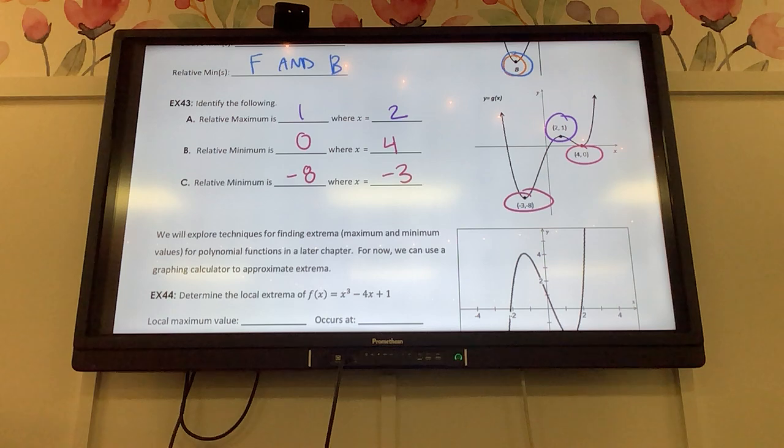Does it have to be a point? Or maybe like infinity? The -8 or the -3. It does have to be a point. If it's infinity, it doesn't exist. So yeah, the minimum is (-3, -8).